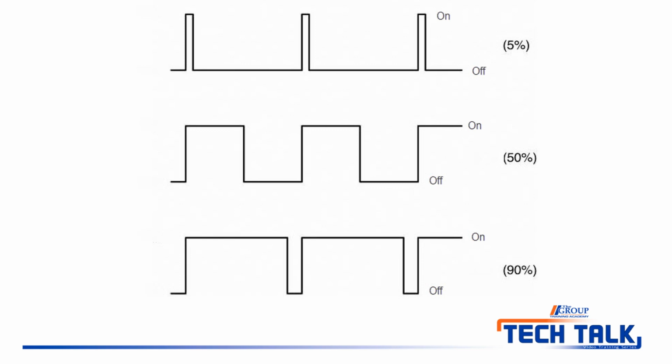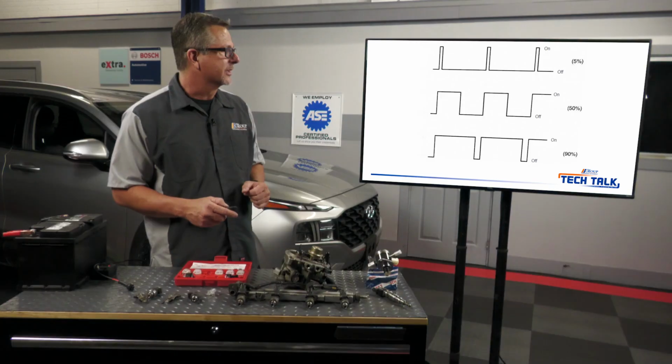The computer turns the injectors on and off. You see 5% on. Well, that's because there's a lot of fuel in the system, so it's not giving them very much. And then on the bottom, there's 90% on time. It has to either turn them on and off. The quicker it does that, the more accurate fuel delivery you're going to get.